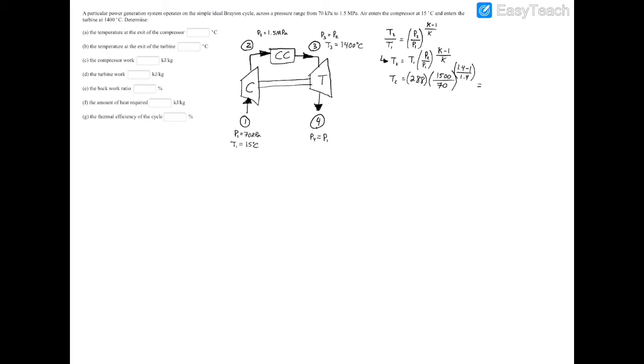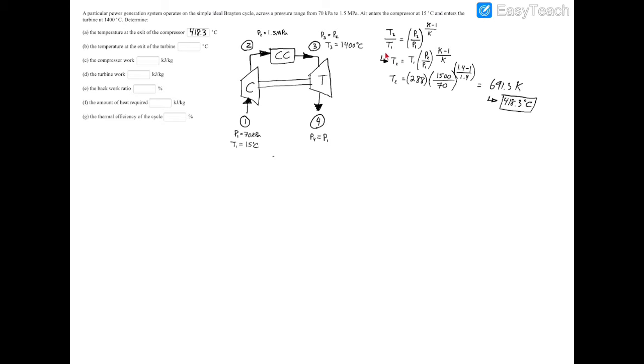And this all equals 691.3, and that's going to be in Kelvin. However, you're looking for Celsius, so just subtract 273, and you'll get 418.3 degrees Celsius.